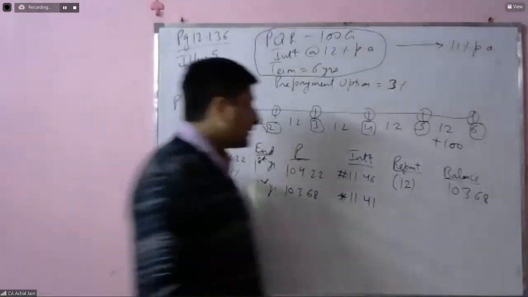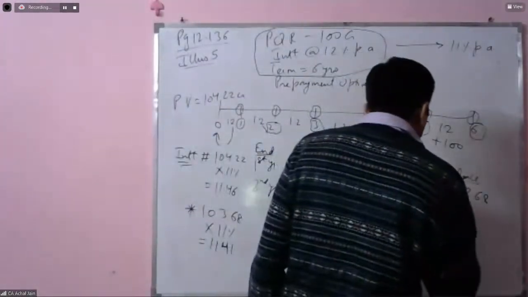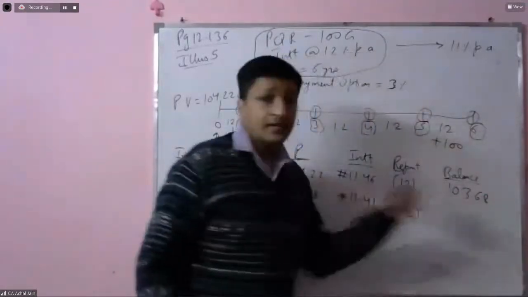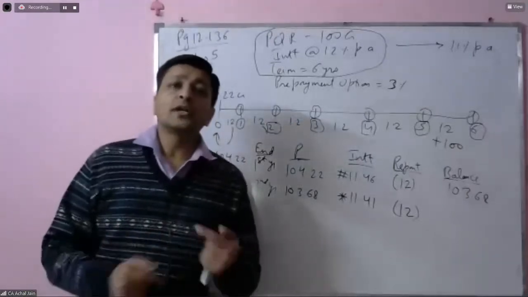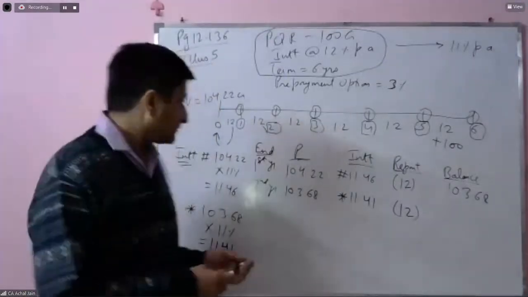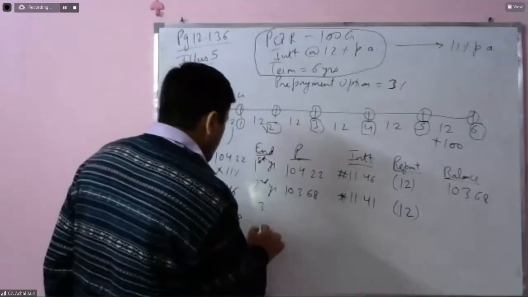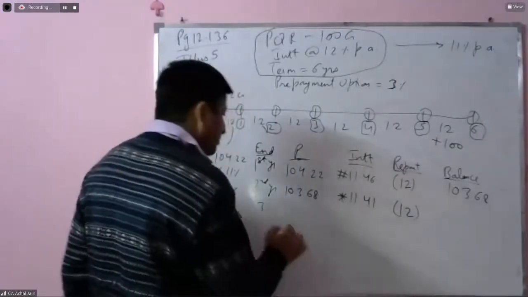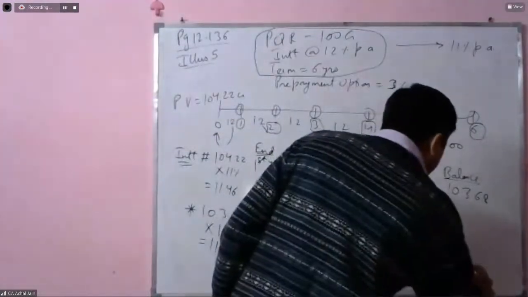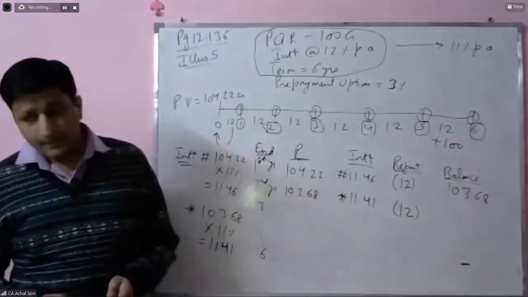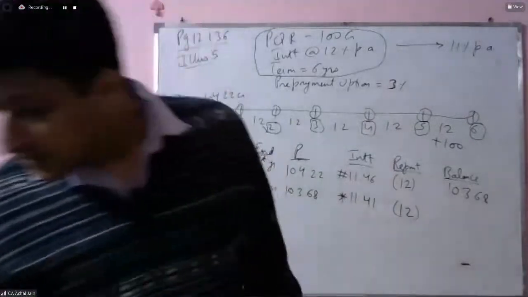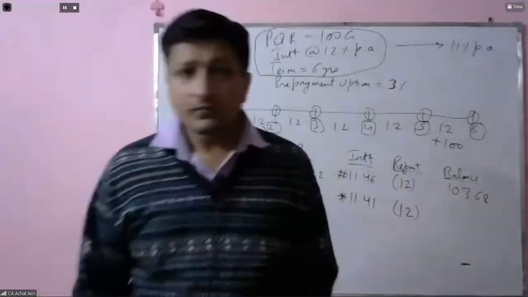Then next year, once again, we will repay this amount and we will get the balance. So this is what will continue for 6 years. Third year, fourth year, fifth year, up to the 6th year, this will continue. And at the end of the 6th year, this amount will become 0. All right.